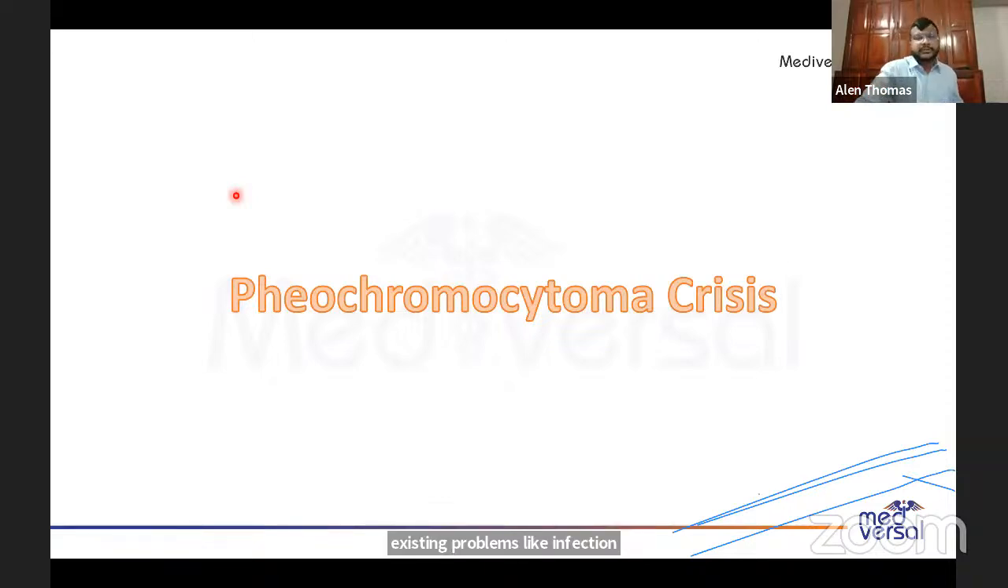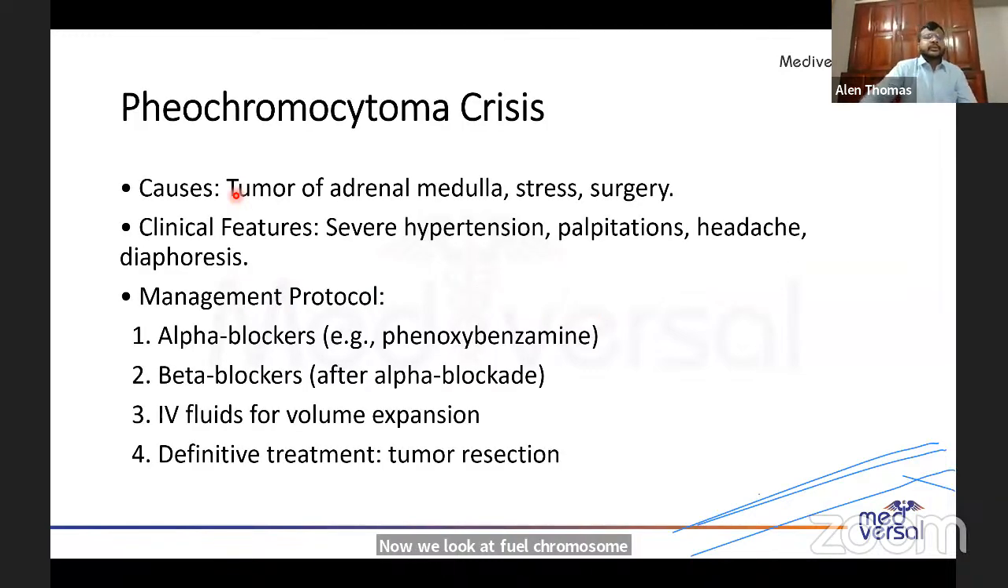Now we look at pheochromocytoma crisis. Mainly it's a tumor of the adrenal medulla. Stress and surgery, any surgery, can cause a crisis. When you're doing an adrenal removal of the pheochromocytoma, that can also lead to a sudden crisis. Severe hypertension is the important keyword: palpitations, headache, diaphoresis. Alpha blocker, beta blocker, IV fluids, and definitive treatment is your tumor resection.